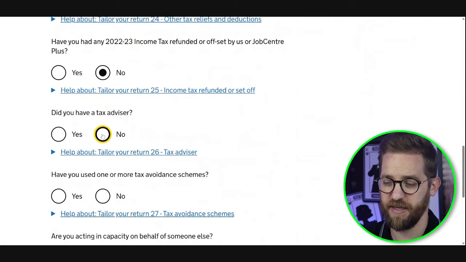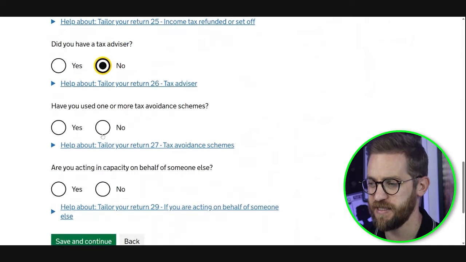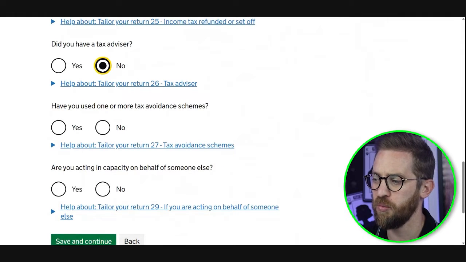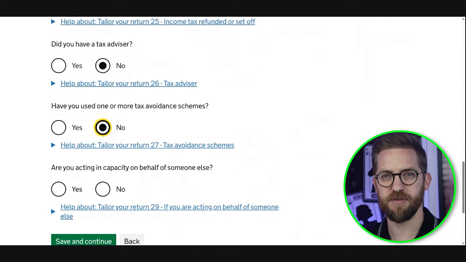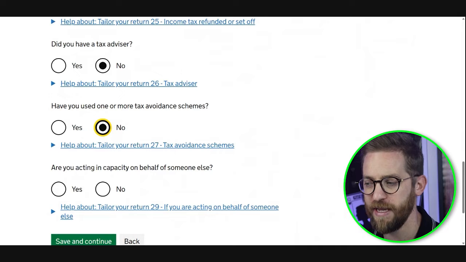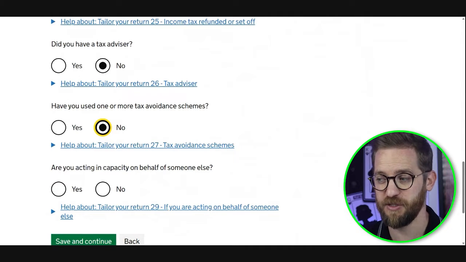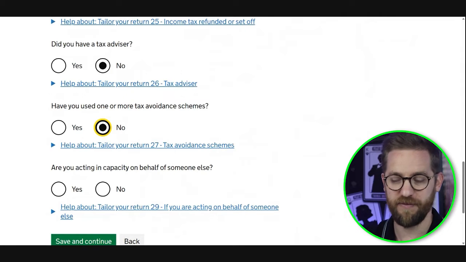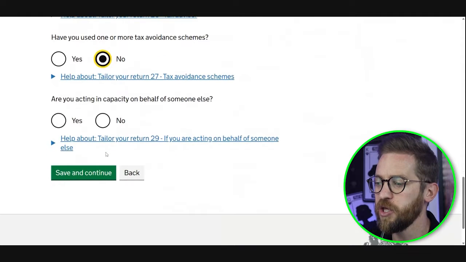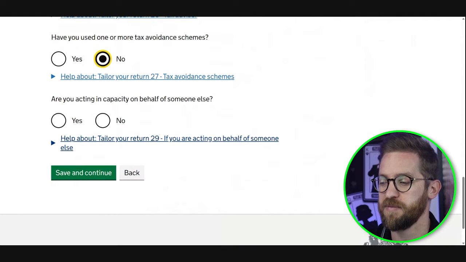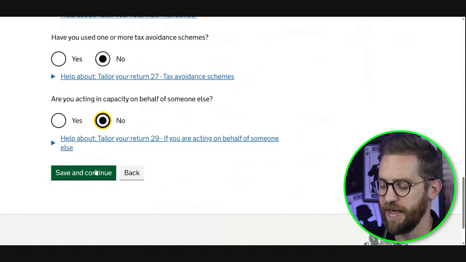Did you have a tax advisor? If you have someone helping you with your tax calculations and you're paying for that service, you may want to give details here. Have you used one or more tax avoidance schemes? So a tax avoidance scheme normally comes with a reference number. HMRC are normally aware of it already, and if you're using it, you have to declare that reference number and that you're using it to HMRC here, and then they'll go and investigate and try and shut it down and try and get the money back from you normally as well. Are you acting in capacity on behalf of someone else? No, I'm completing my own tax return, but if you are, you can declare that here and then save and continue.